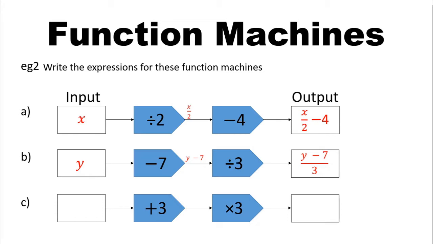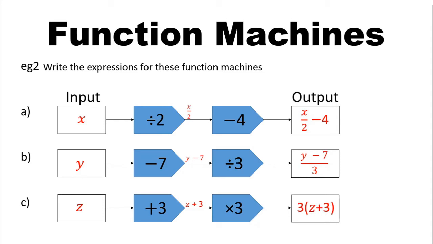Last example, again, I'm trying to write an expression, so I'll use some variable, let's say z, and I'll perform these operations on that variable. So adding 3, z plus 3, and timesing by 3. Make sure you maintain the order of operations here, because in BEDMAS order of operations, usually we would do the multiplication first, but this function machine clearly wants me to add first. So I'll put brackets around what I've got and multiply by 3.